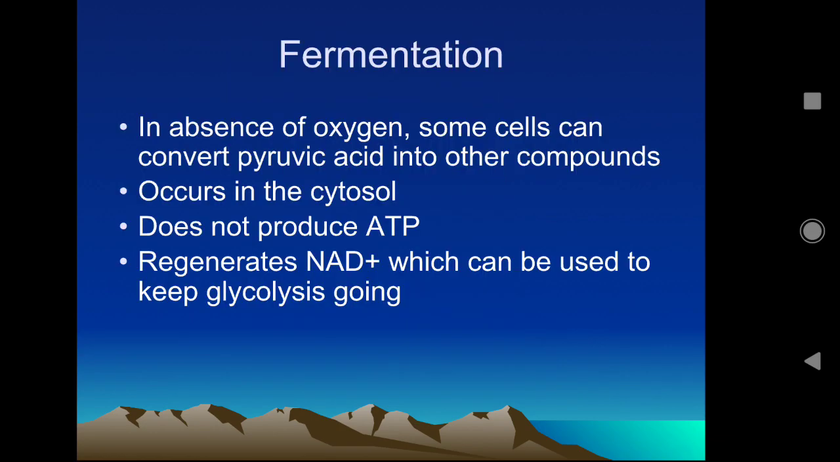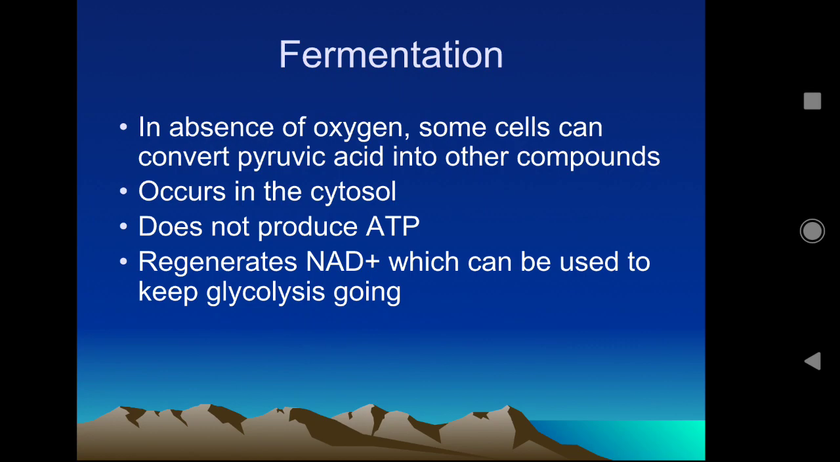Now, if oxygen is not present, after glycolysis, some cells can undergo fermentation as an alternative pathway. Now, this is anaerobic. There's no oxygen required. Some cells can turn that pyruvic acid or pyruvate into other compounds. Now, since it is anaerobic, it is going to occur in the cytosol or the cytoplasm. It does not technically produce ATP.